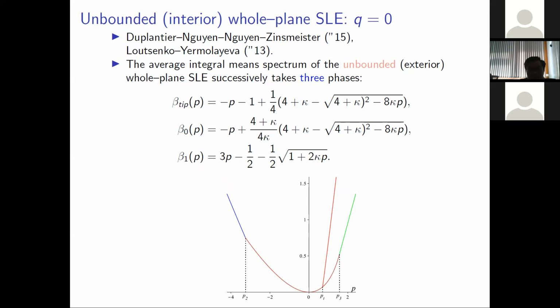In the unbounded case, I mean the whole plane, actually the inside of the disk, it has been proved that the spectrum will take the phase native up to P2 as in the bounded case, followed by beta zero as in the bounded case, but just up to the point PT, and then followed by beta one, which is no longer the same.